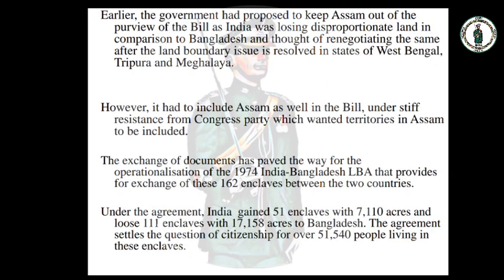Earlier, the government of India had proposed to keep Assam out of the bill because it was losing disproportionate land in comparison to Bangladesh. But later it included Assam after resistance from the Congress party. Then the exchange of documents paved the way for the operationalization of the 1974 LBA, which provides for the exchange of 162 enclaves between both countries. Under this agreement, India gained 51 enclaves, as compared to Bangladesh, which got 111 enclaves.